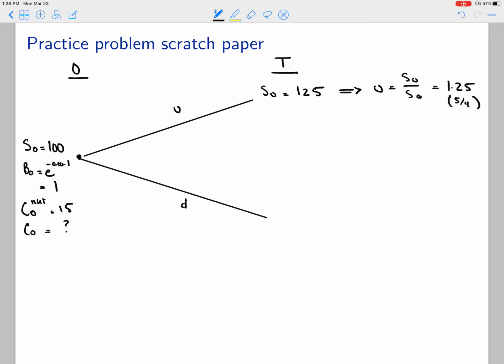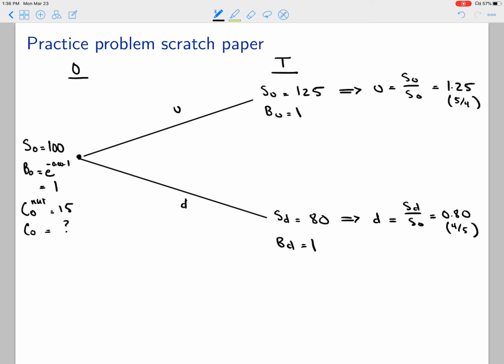In the down state, the stock has a payoff of S_D equal to 80. This implies that the gross rate of return in the down state, D, is equal to S_D over S0. It's equal to 0.8, or in fractions, 4/5, the inverse of U. The bond's payoff does not depend on the state of the world. In the up state, it's B_U equal to 1. In the down state, it's B_D equal to 1. This is because it's assumed to be risk-free.